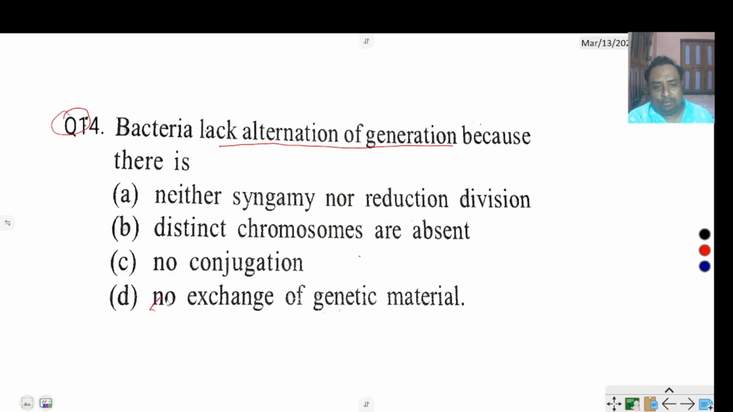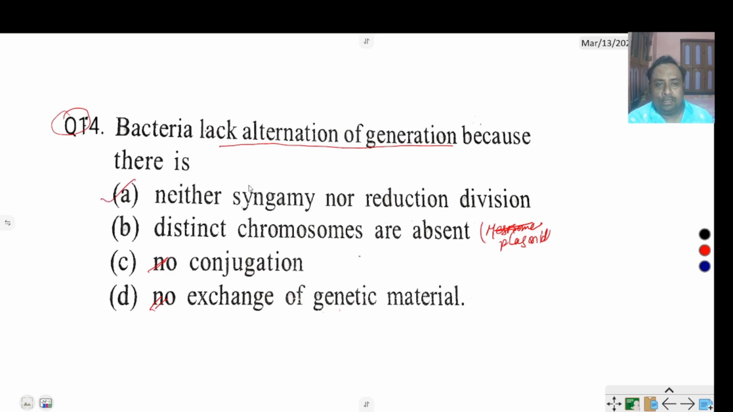Here exchange of genetic material and conjugation also occur. Distinct chromosomes are absent, distinct chromosomes like mesosomes. So not mesosomes, this is a plasmid. Distinct chromosomes are absent. Neither syngamy nor reduction division occurs. Bacteria lack alternation of generation because neither syngamy nor reduction division occurs here.